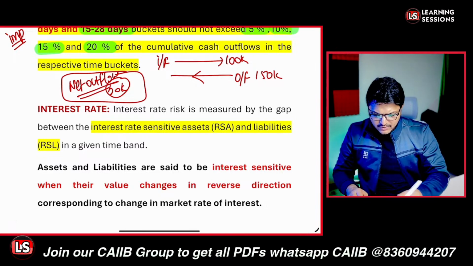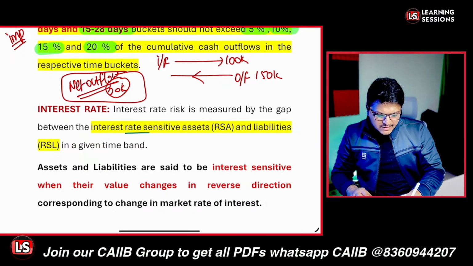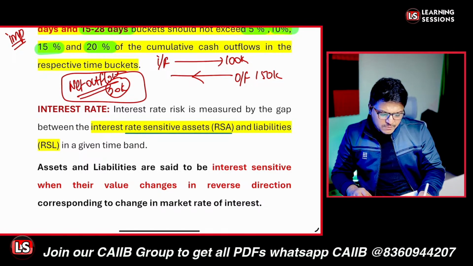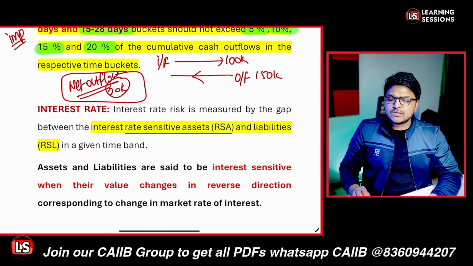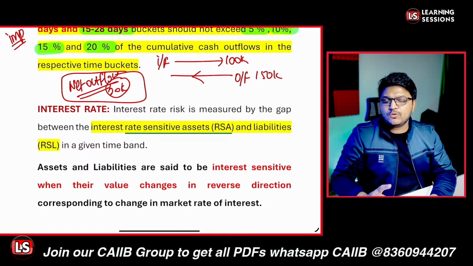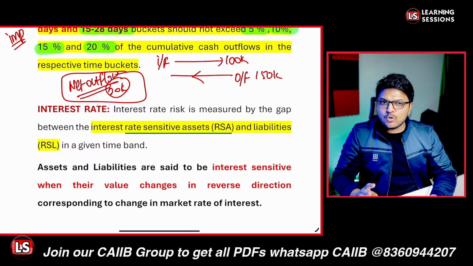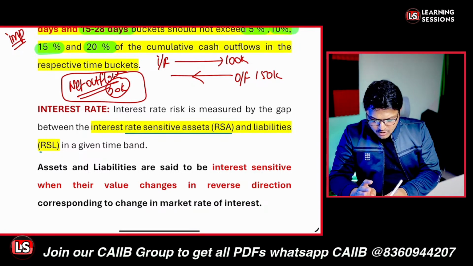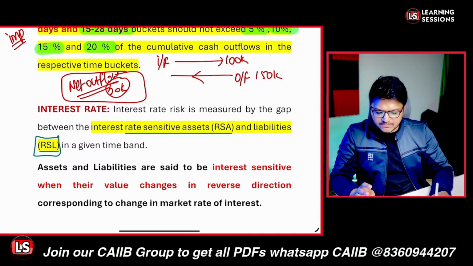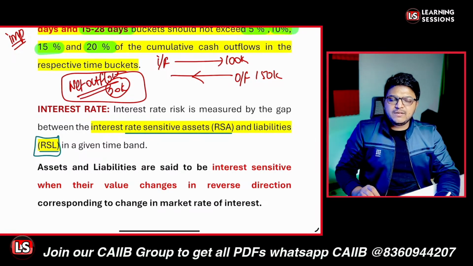RSA means risk sensitive assets. Those are the assets for which there will be a change of value due to a change of interest rates. Those are RSAs. And those liabilities for which a change of interest rate will alter their value are said to be the risk sensitive liabilities.